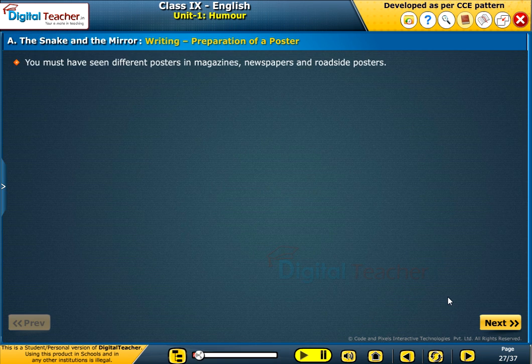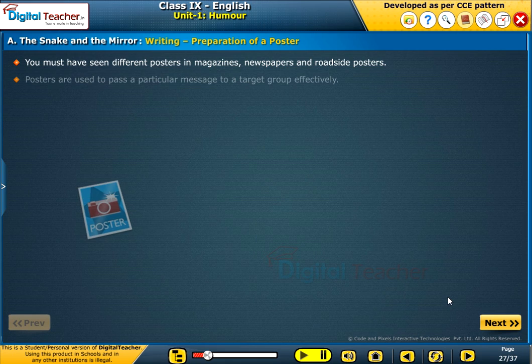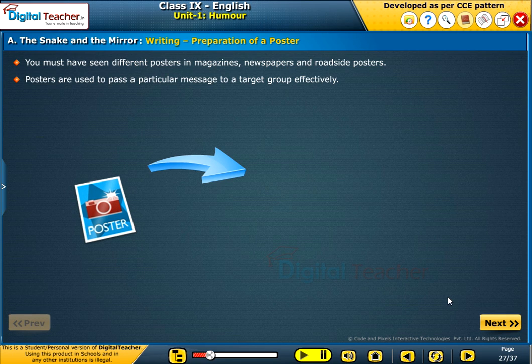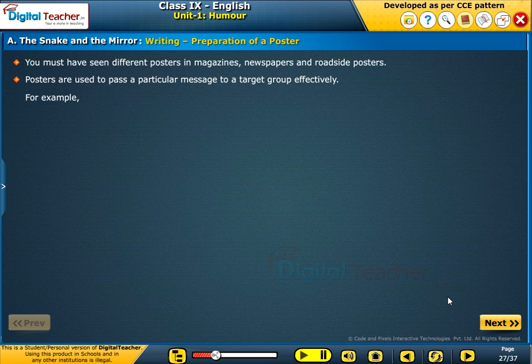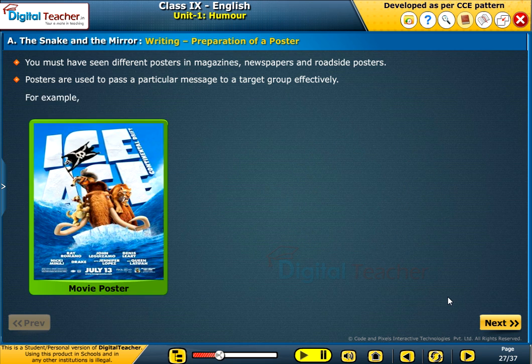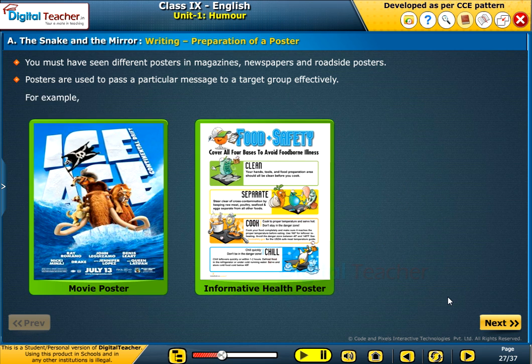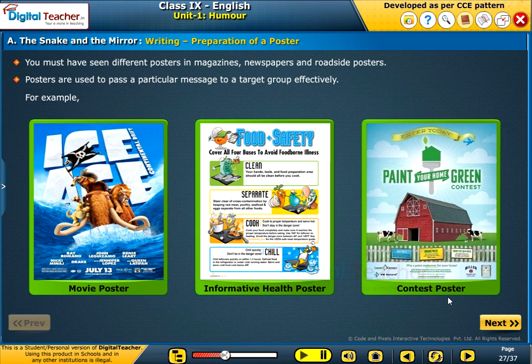You must have seen different posters in magazines, newspapers, and roadside posters. Posters are used to pass a particular message to a target group effectively. For example, movie poster, informative health poster, contest poster.